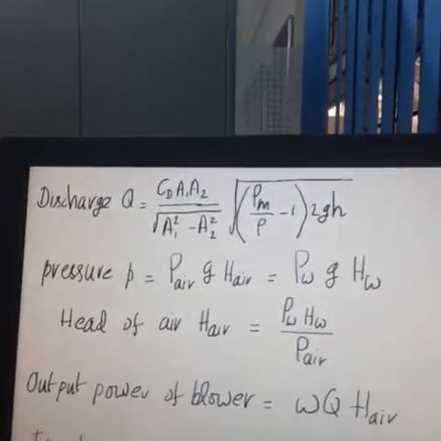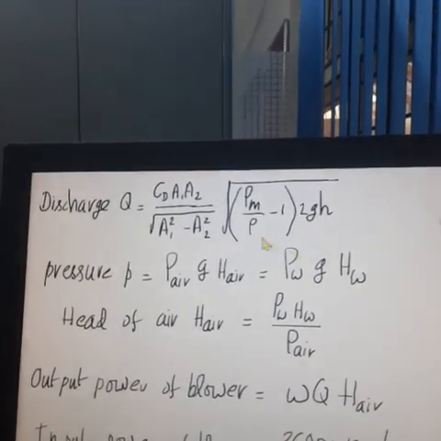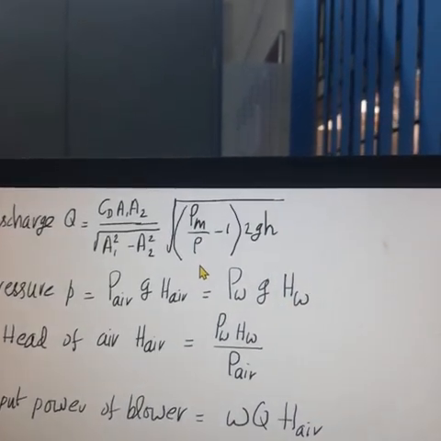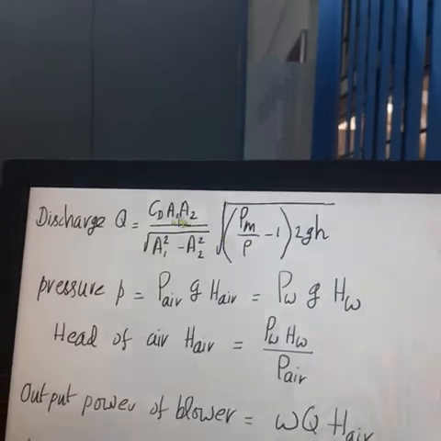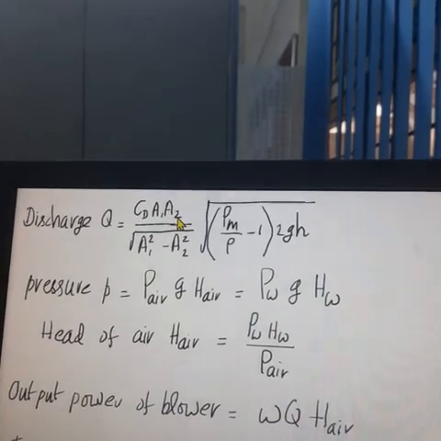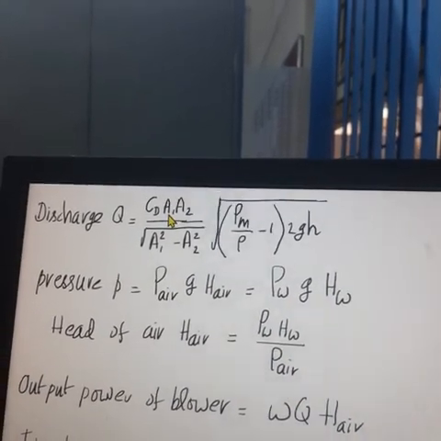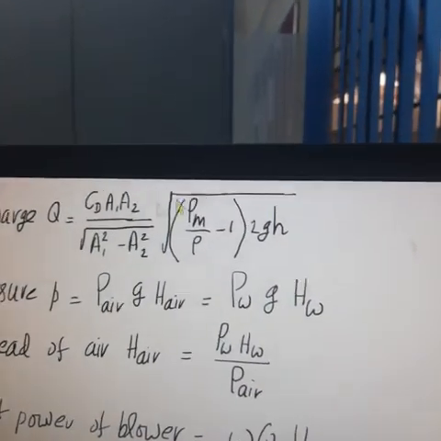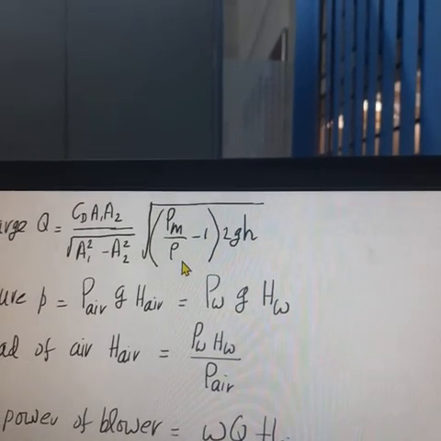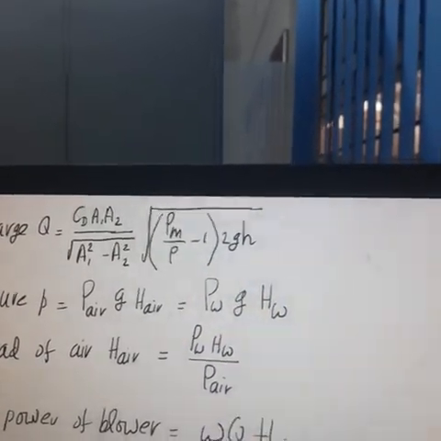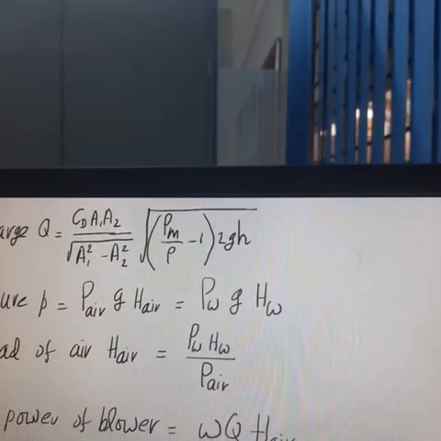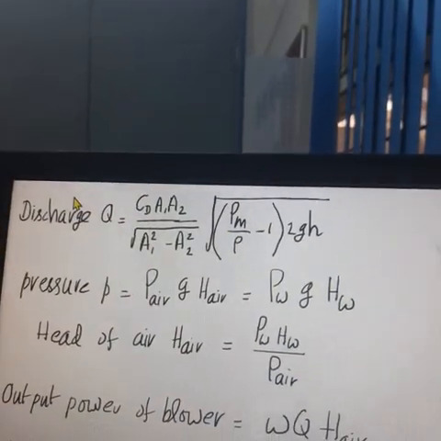Once the readings are noted, the discharge can be found using this formula: CD into A1 A2 divided by square root of A1 squared minus A2 squared, into square root of (rho m by rho minus 1) into 2 GH. A1 and A2 are the areas: A2 is the orifice meter opening, and A1 is the area of the pipe through which the orifice meter is fitted. Rho m is the density of the manometric fluid, which is water here, and rho is the density of the flowing fluid, which is air. H is the level difference of manometric fluid across the two ends of the manometer used for measuring the discharge.